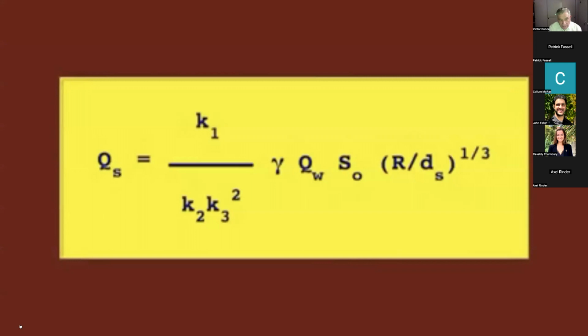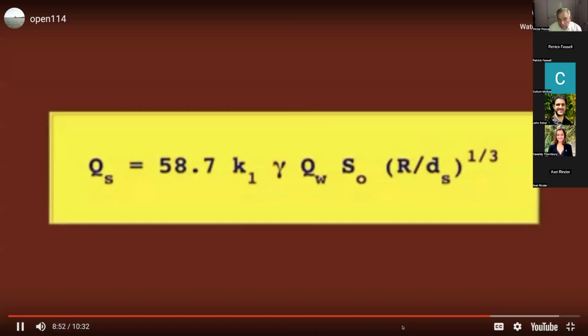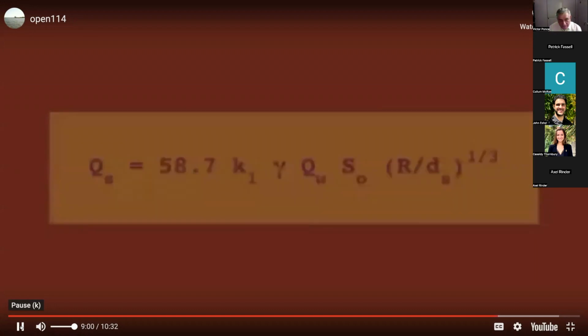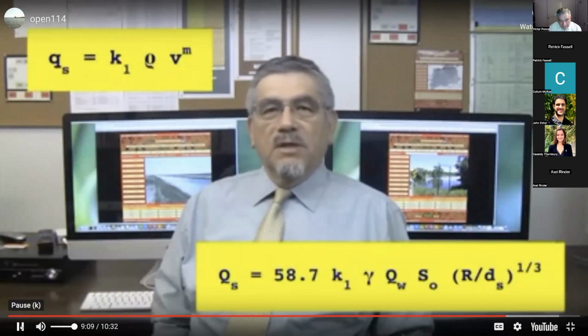The sediment transport function is applicable in either SI or US customary units. Having assumed n equal 3, the only other parameter to be determined experimentally is K sub 1. Lower values of K sub 1 are associated with higher values of the exponent m.